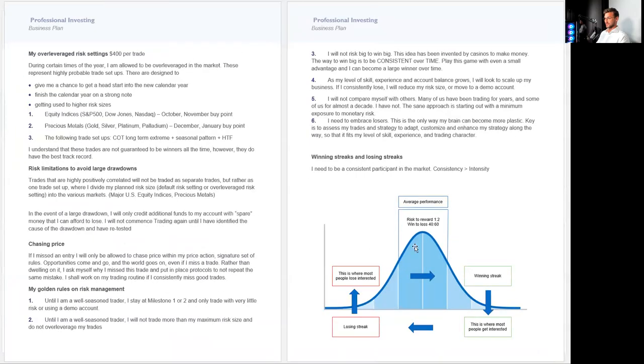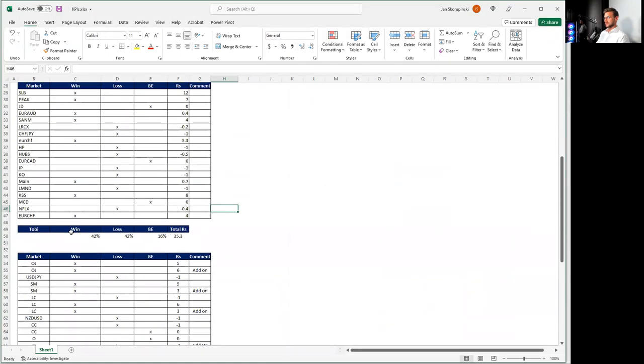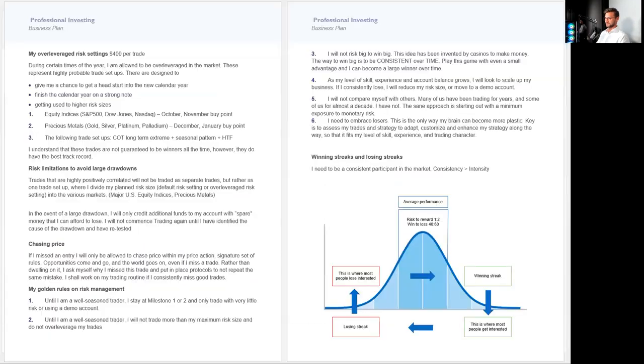Obviously a losing streak then looks a lot worse. A losing streak may look like 5, 6, 7 losers in a row. It's all possible. I've had that before. And I think anyone who has been in the market for more than a year or two knows that it's possible to have a bad losing streak as well. We need the winning streaks to cover our losing streaks.